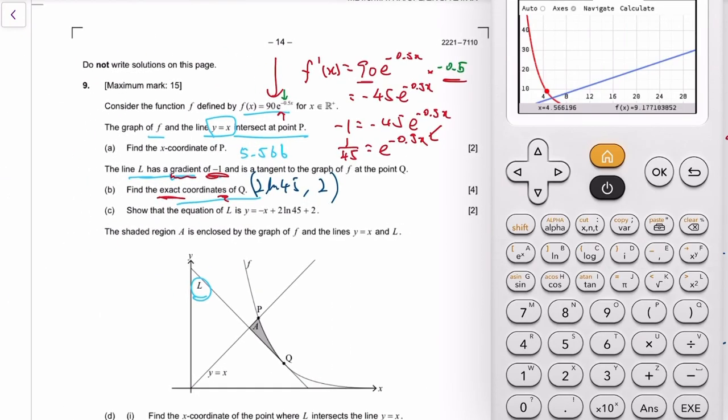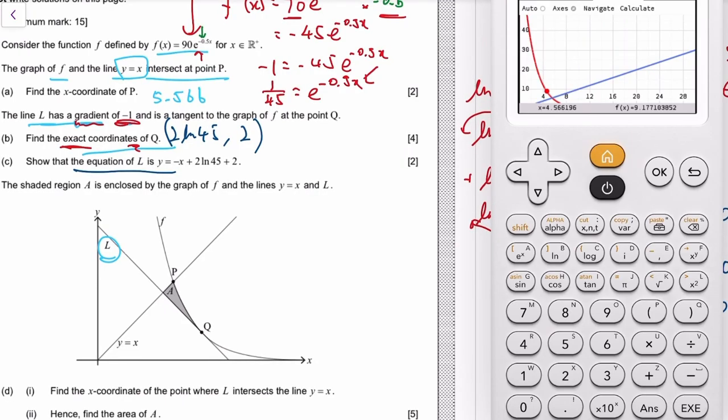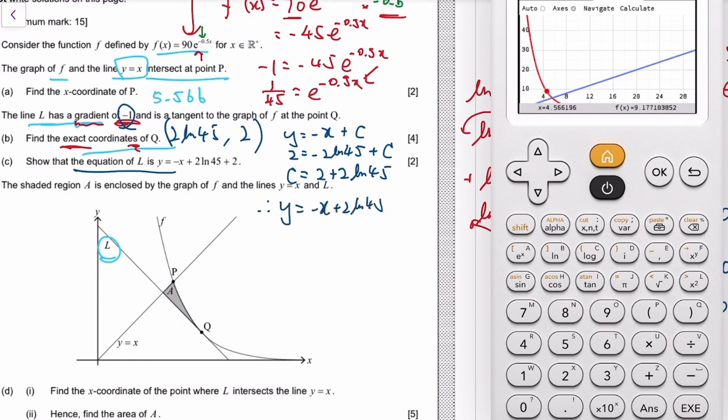That's q. And hence show the equation of L. So we do y equal to mx plus c. m is the gradient. Gradient is minus 1. To find c, we sub in the coordinate. So 2 is y, 2 ln 45 is the x. So c is 2 plus 2 ln 45. That's the equation: y = -x + 2 ln 45 + 2. Alright, that's exactly what they have.